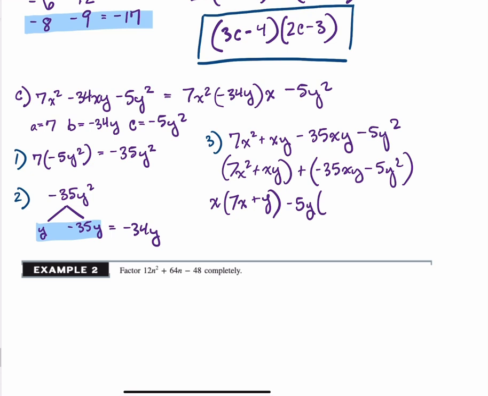So negative 35 divided by negative 5 will give us positive 7. And we took the y out, so we just have x left over. And then for the second term, we're taking out the negative 5, and we took one y. So there'll be a positive y left over, which matches our other factor. That's a good sign. So let's just complete this. This will be our common factor of 7x plus y. And the second factor will be our x minus 5y.